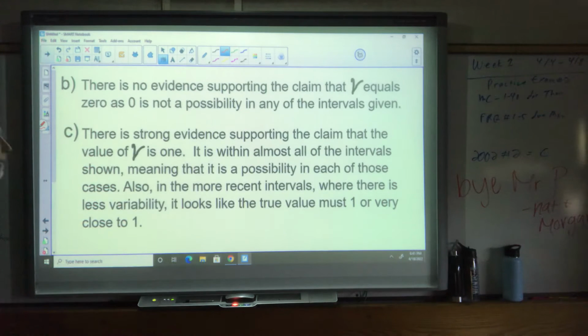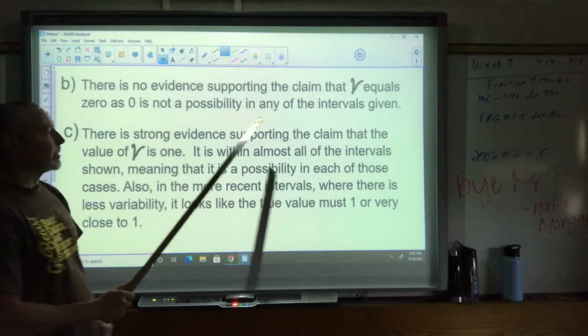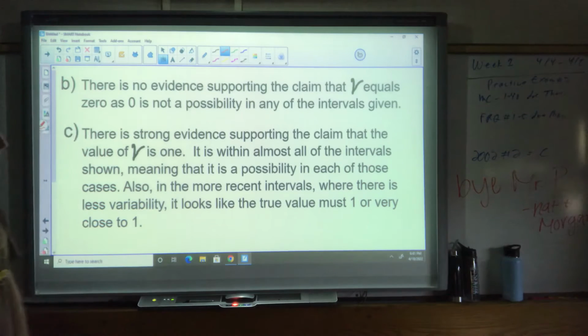Part B, evidence supporting the claim that the value is 0. There is no evidence supporting the claim that the value equals 0, and that is because it is not a possibility within any of the intervals given. And finally C, there's strong evidence supporting the claim that that variable is 1. It is within almost all the intervals shown, meaning there's a possibility in each of those cases. Also, in the more recent intervals where there is less variability, it looks like the true value must be 1 or very close to 1.